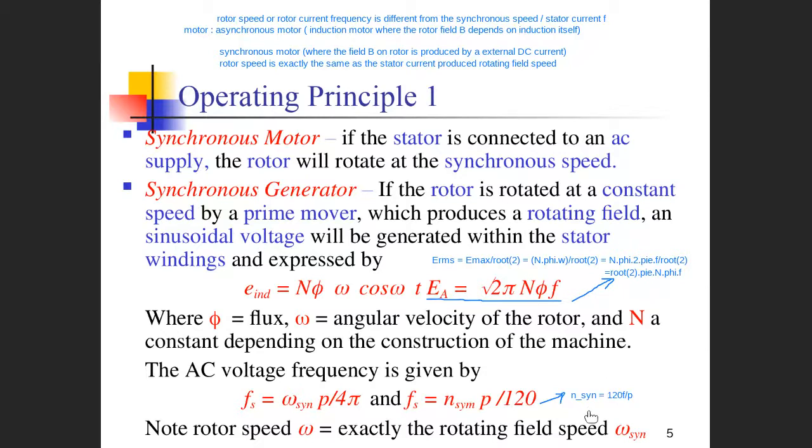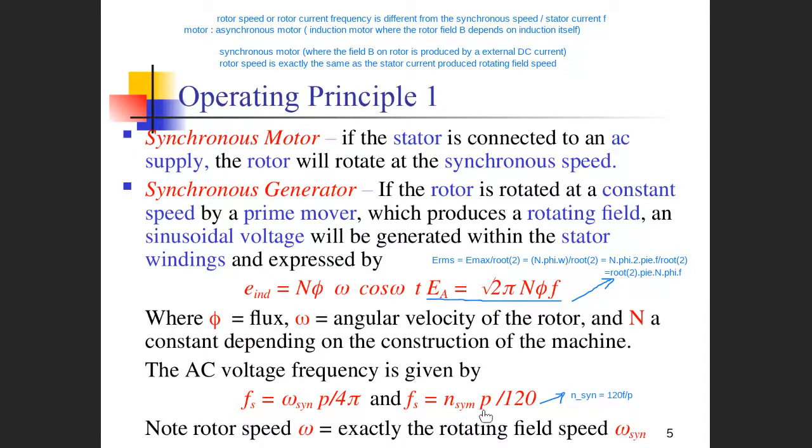So here we can change the number of poles for a given frequency, for example 50 hertz. If the number of poles is 2, then how much must the rotation speed be? With 2 poles at 50 hertz, the rotation speed must be 3,000 rotations per minute of the rotor.